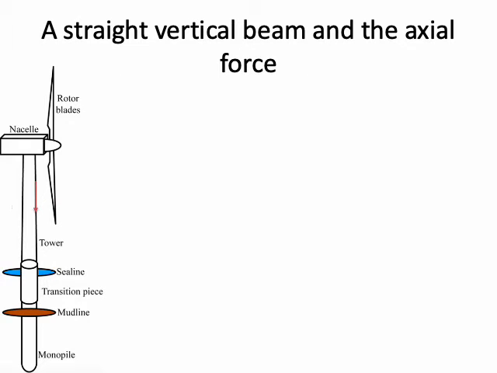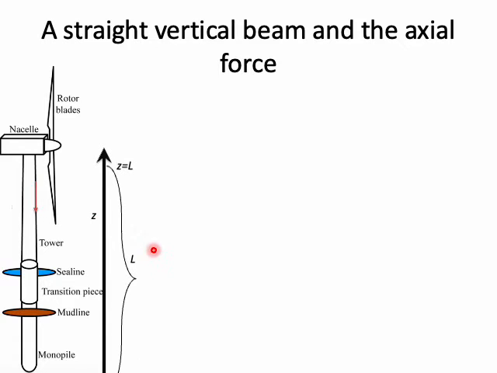Imagine a tall tower fixed at the seabed or soil, called the vertical coordinate z, measured from the base z equals 0 up to z equals L, where L is the length of this vertical cantilever beam. Now, even if there is no wind and bending, the tower still carries load.